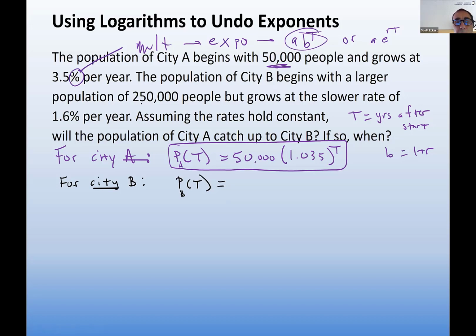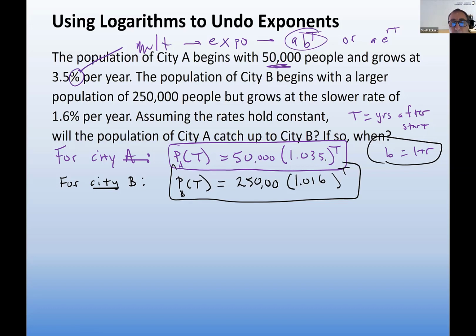The initial population, 250,000 people, and the b number, we have to use that formula again. It would be 1 plus 0.016. So that is our 2 mathematical models for the 2 cities. Now let's go to the question.